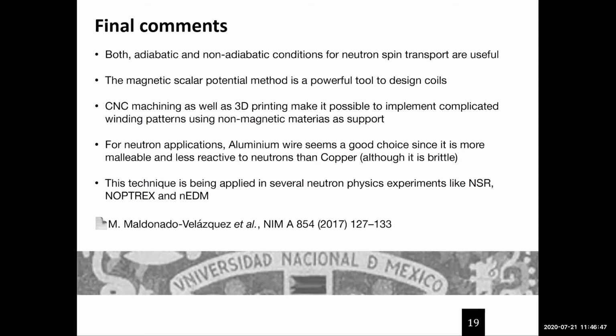This technique is now being applied to several neutron physics experiments. We are developing coils for other experiments. In addition to neutron spin rotation, we have been using it for Noptrex. It's a time reversal experiment using neutrons and heavy nuclei, and also for neutron EDM.